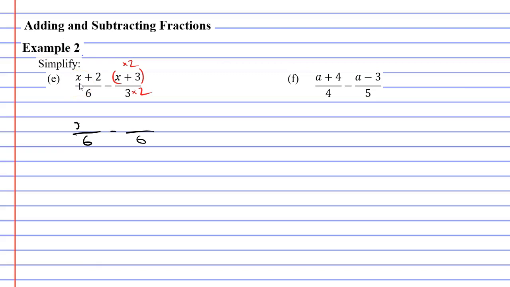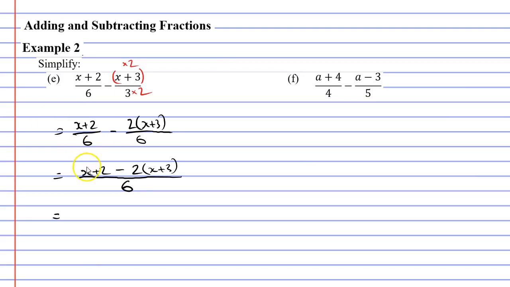Well, my first fraction is going to stay the same as x plus 2. My second fraction, when multiplied by 2, is going to be 2 and then bracket x plus 3. It's very important I put those brackets in because I'm multiplying the whole of x plus 3 by 2. Now, because my denominators are the same, they're both 6, I can subtract each expression above. So I can go x plus 2 minus 2 lots of x plus 3 at the top, and this is all now over one denominator of 6.